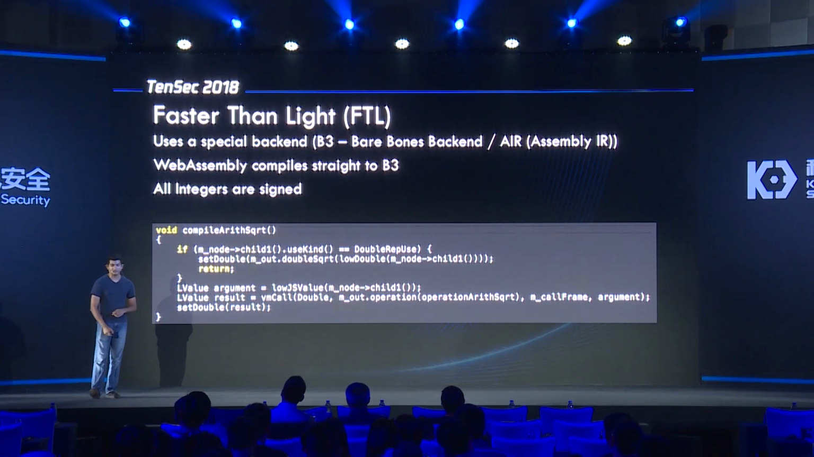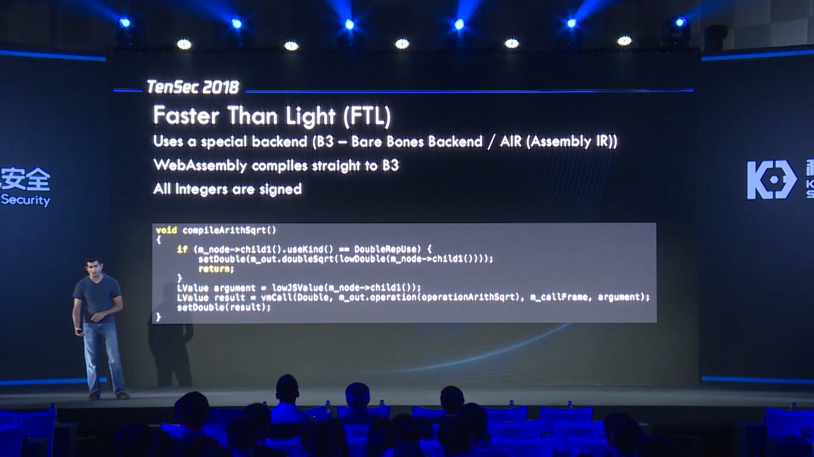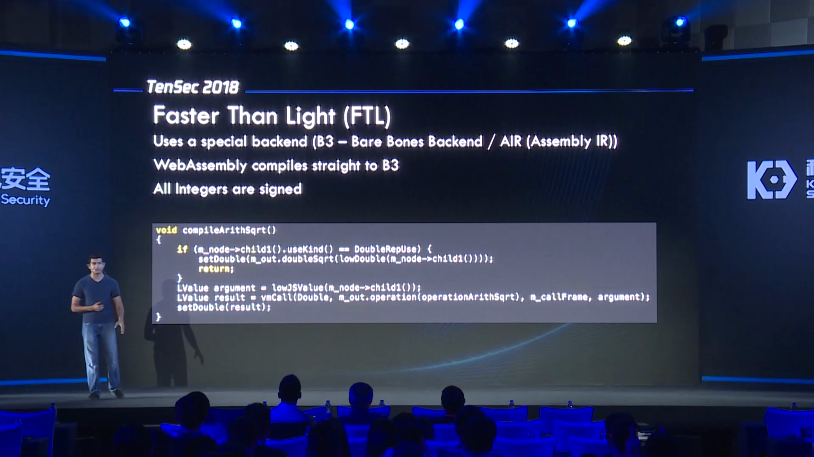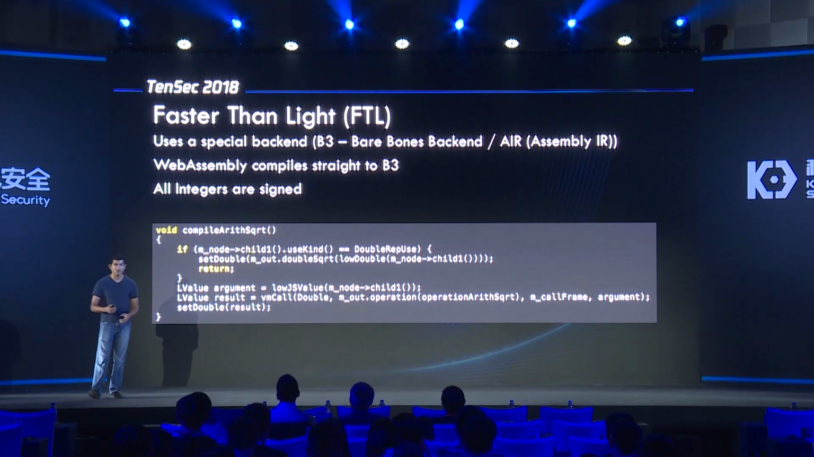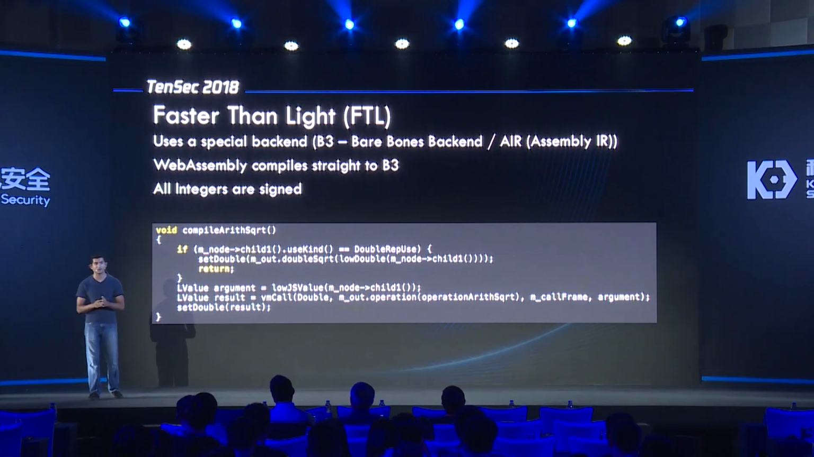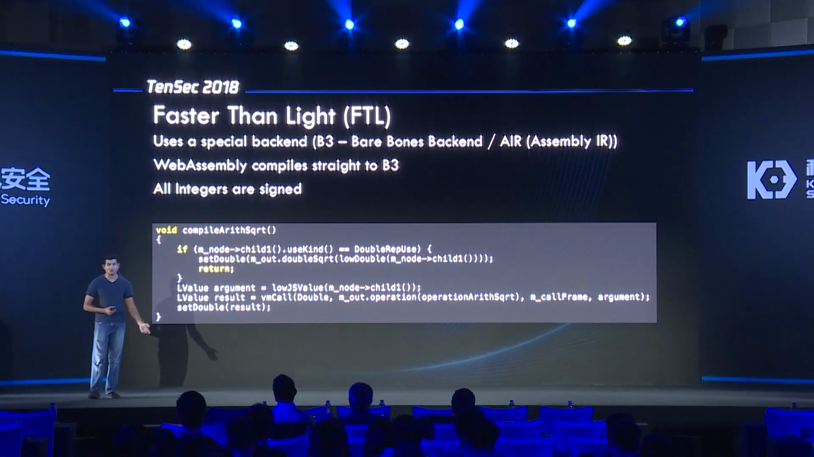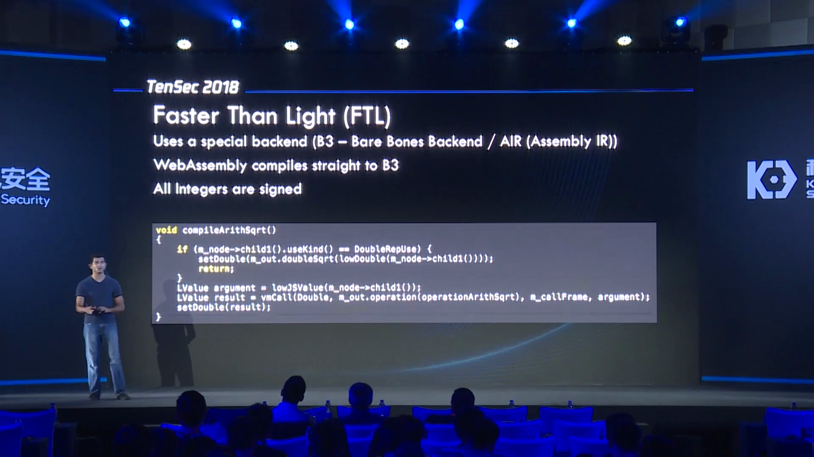Lastly, there's the faster than light, the FTL, which uses a special backend. It's the B3 bare bones backend assembly IR. It used to use LLVM as a backend, but that turned out to be very, very bad for performance, specifically because LLVM is great for optimizing entire programs, not so much for optimizing functions at a time. If you do any sort of WebAssembly, that compiles straight to B3. And one interesting note that I don't fully understand why they chose this, all integers in the FTL are treated as signed integers. And that will come into play a little bit later.